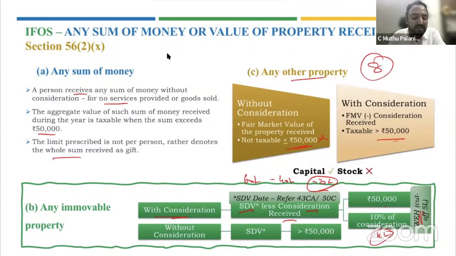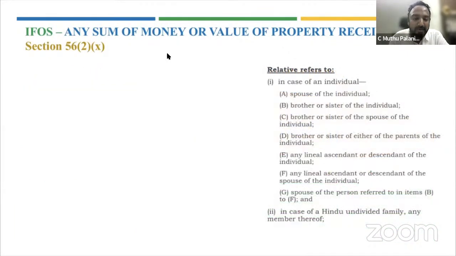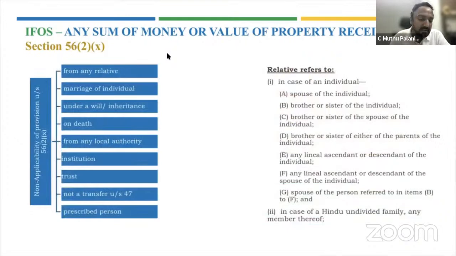If it's without consideration and the stamp duty value is more than 50,000, it will be treated as gift. So that is what you call any immovable property. Okay. So that is one thing. As I told you, it is not applicable for stock. It is applicable only for capital asset.